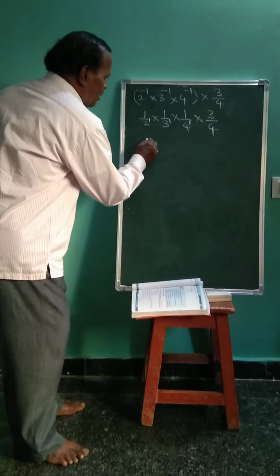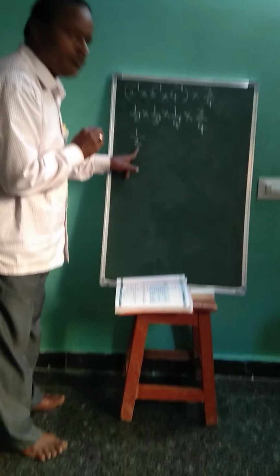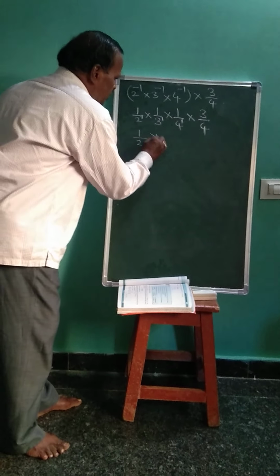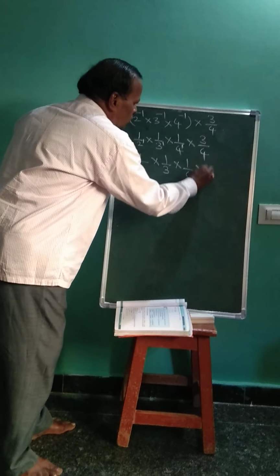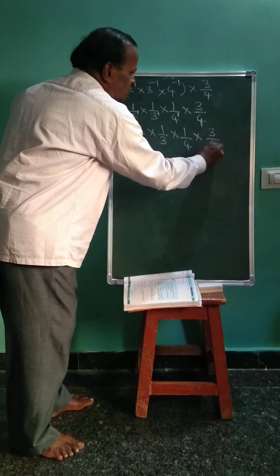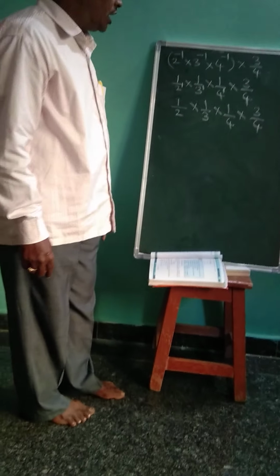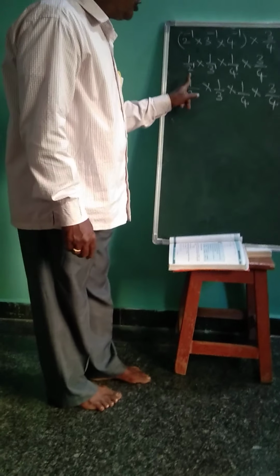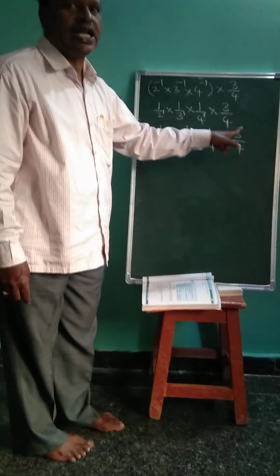Now you see, 1 by 2 only one time. If it is 2 times, you have 4. Only one time 1 by 3. Only one time 1 by 4. Only one time 3 by 4, already given in the problem. So just you can see here, if you want, you can multiply the numerators and denominators separately, or we can cancel it also.